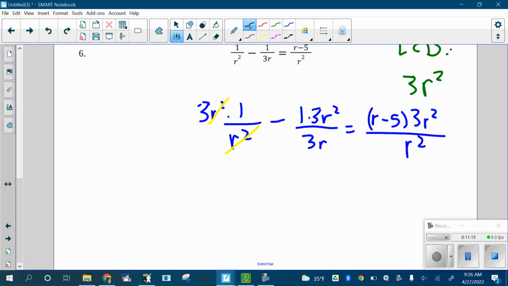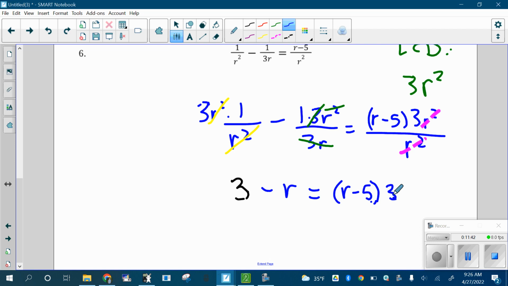And so in that first one, the r squared and the r squared cancel, just left with 3. In the second one, let's be careful here. The 3r cancels with the 3 and one of these r's, but one of them is still left because I had an r squared. So I'm left with 3 minus just regular r. And then the fraction on the right, this r squared cancels with that r squared. I'm left with r minus 5 times 3.